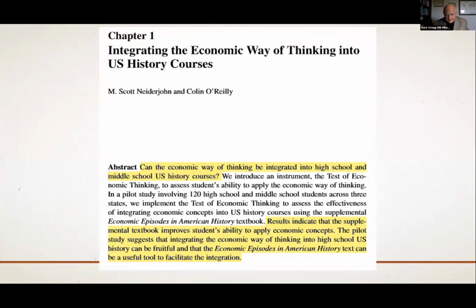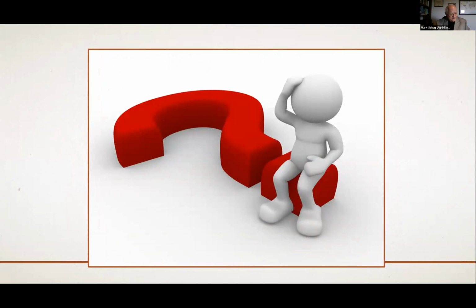And Scott and a guy named Colin O'Reilly have done a little research on this and found that it turned out to be pretty effective, and showing that you can integrate the economic way of thinking into US history courses. And how do you like that?